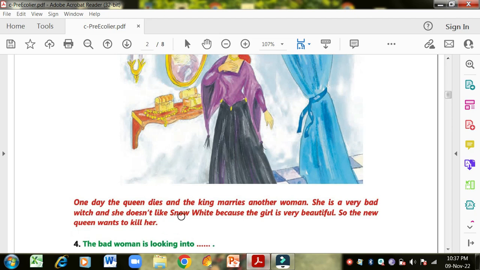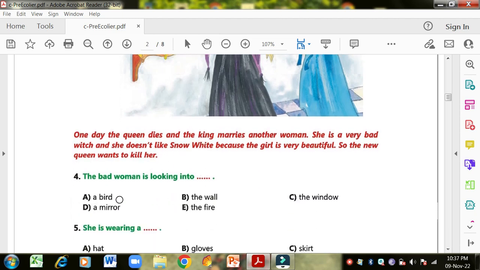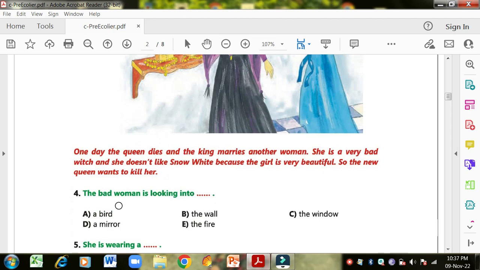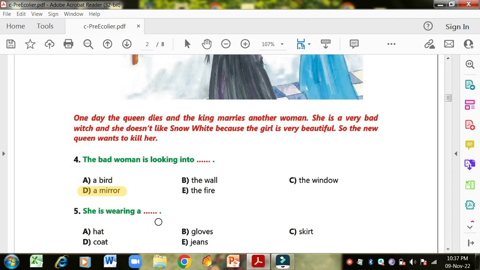One day the queen dies and the king marries another woman. She is a very bad witch and she doesn't like Snow White because the girl is very beautiful, so the new queen wants to kill her. Now see, question number 4: the bad woman is looking into, see the picture where she is looking. She is looking in a bird, the wall, the window, a mirror or the fire. Yes, very good. The correct answer is mirror. So you have to circle mirror. Number 5: she is wearing a dash.